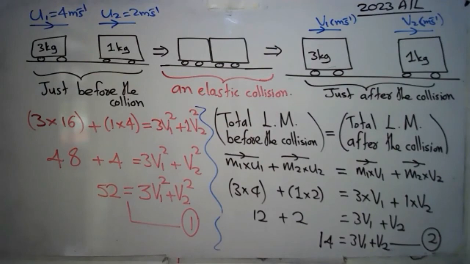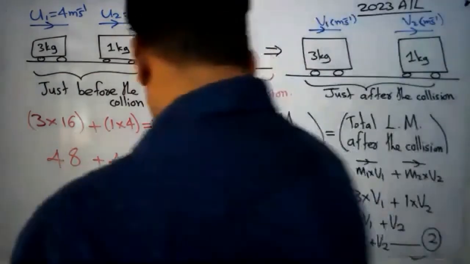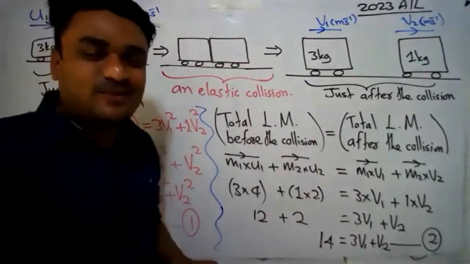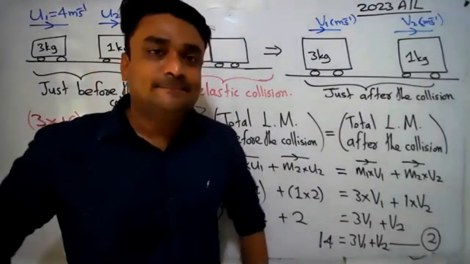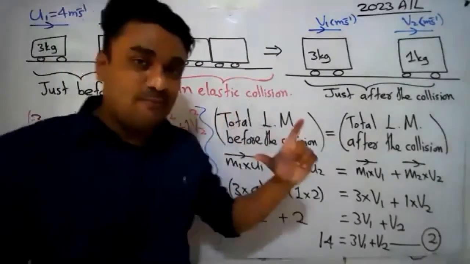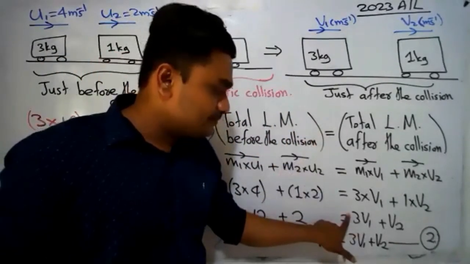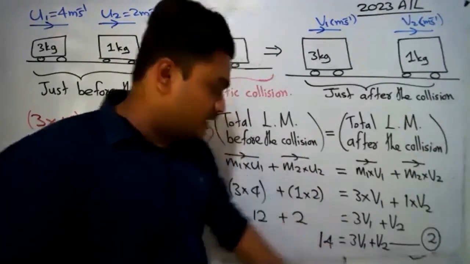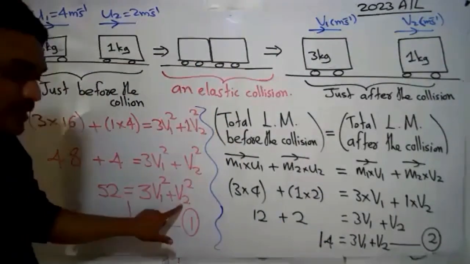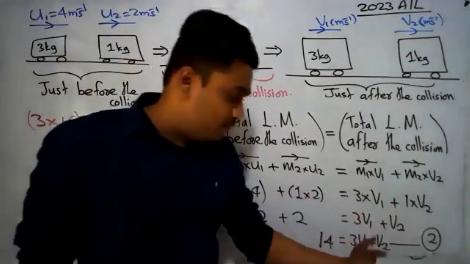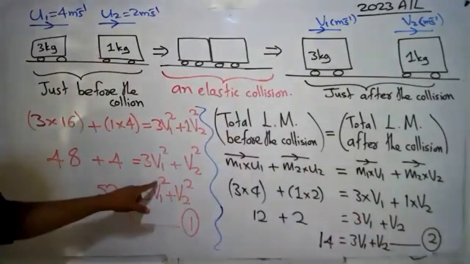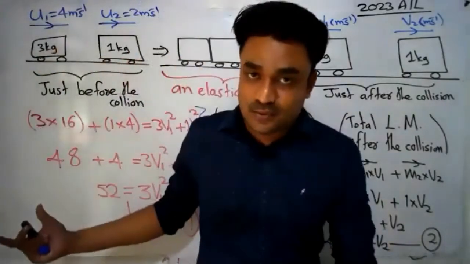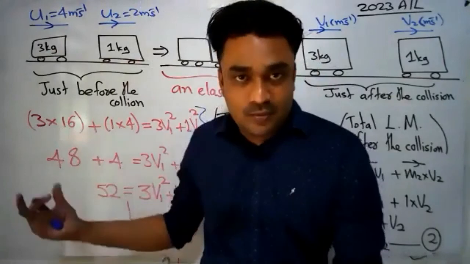Now you are going to be very sad, because I'm going to give you homework. Here we have 3v1 and only v2, and here we have v1 squared and v2 squared. Therefore, the terms are completely different. So at home, try to solve the two equations, 1 and 2, and try to find v1 and v2.